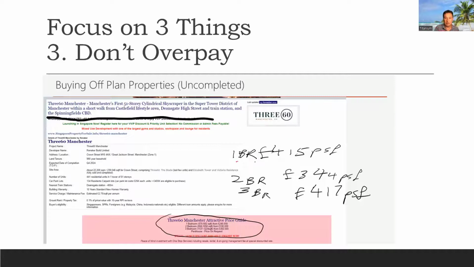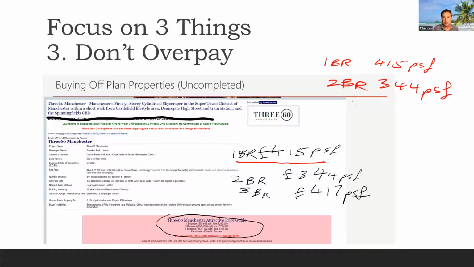Okay, I calculated, pardon the poor handwriting here, 1 bedroom is 415 PSF. Okay, 2 bedroom, 344 PSF per square foot. 3 bedroom, 417 PSF. It's a very good area. Look for the postcode. Okay, M15 4AX. It's the postcode here.